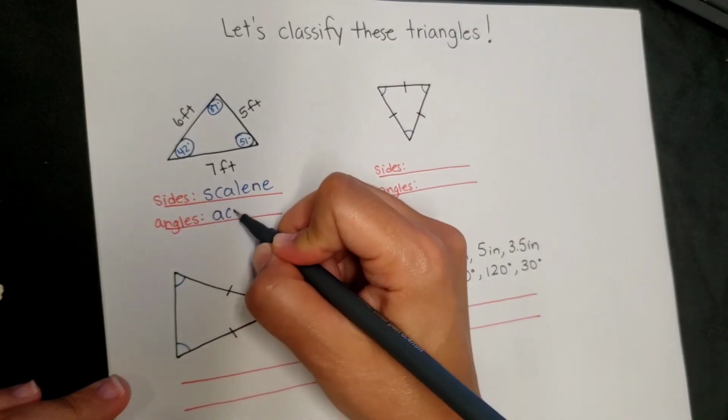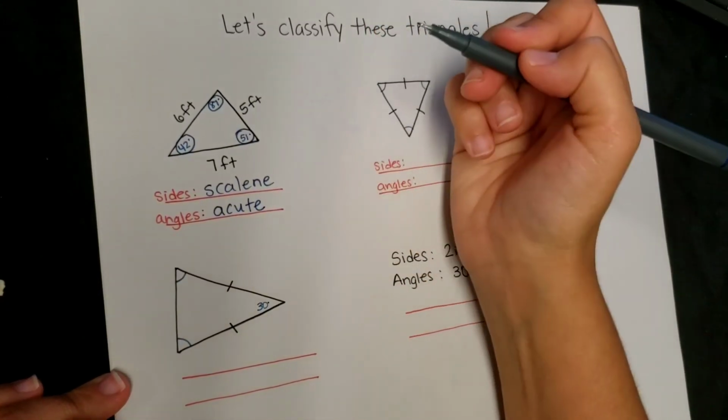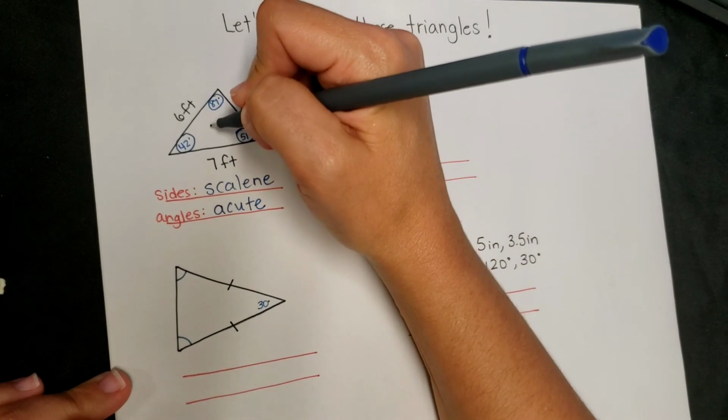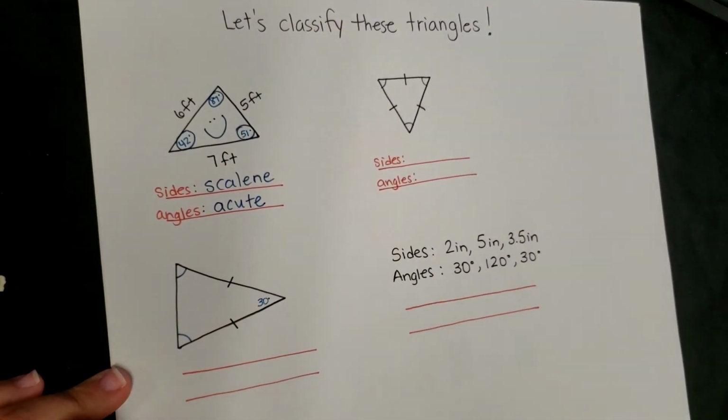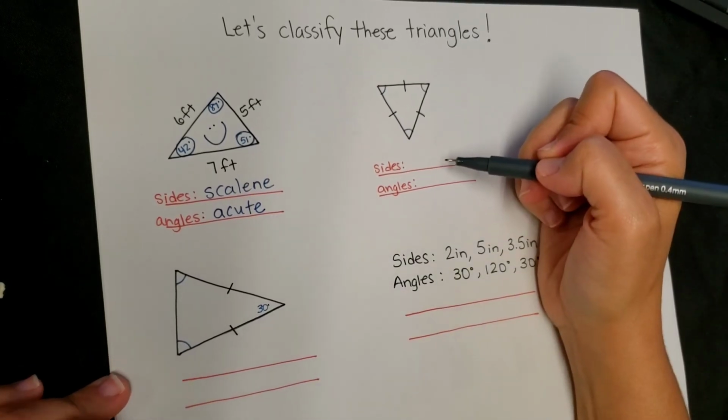If I have 3 acute angles, this is acute. So guys, meet scalene acute. First and last name. Scalene acute. All right, so we named that one. Hopefully that was simple. All right, let's look at our next one here.